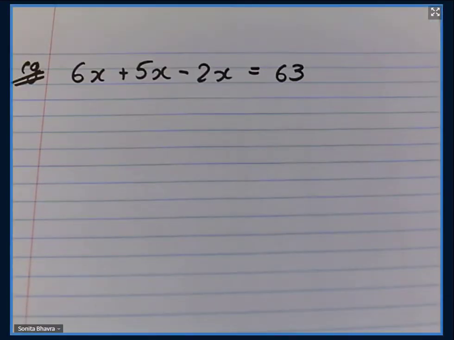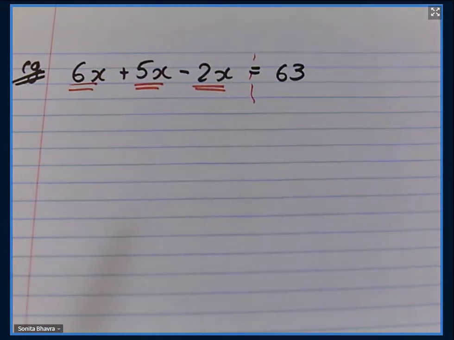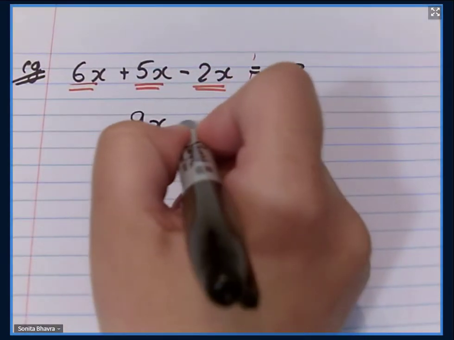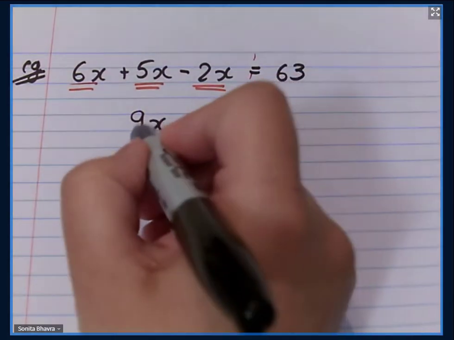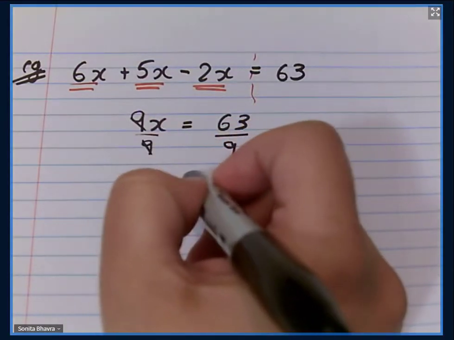All right, so here is our next example. We have 6x plus 5x minus 2x, and it's equal to 63. So on the left-hand side of our equation, again divided at our equal sign, we can collect 6x, 5x, and minus 2x together. So 6x plus 5x, that's 11x, and then subtract 2x, that leaves me with 9x. So 9x is equal to 63. And all we have to do now is divide by 9 on both sides. And that leaves me with x is equal to 7.